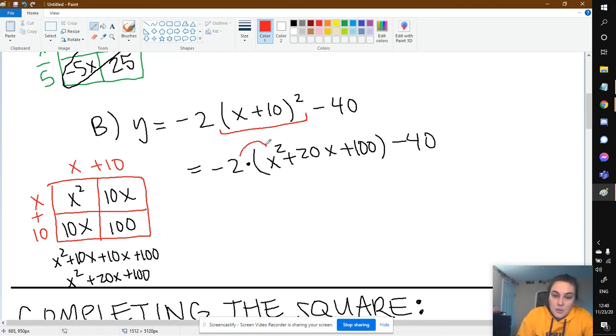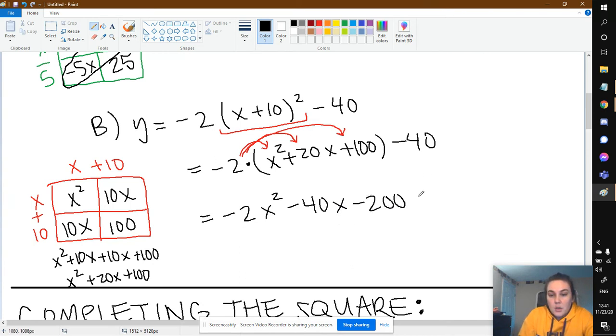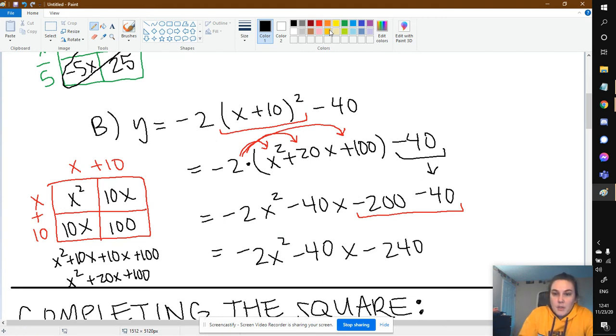Now we distribute the negative 2 to everything inside of the parentheses, and then copy down the negative 40 afterwards. So negative 2 times x squared is negative 2x squared. Negative 2 times 20x is negative 40x. And negative 2 times 100 is negative 200. We're going to copy down the minus 40 because it was unchanged. Our last step is simplifying by adding these two numbers together, or in our case, subtracting them. Negative 200 minus 40 is negative 240, and this is a completed standard form of this quadratic. Again, starting with vertex form.